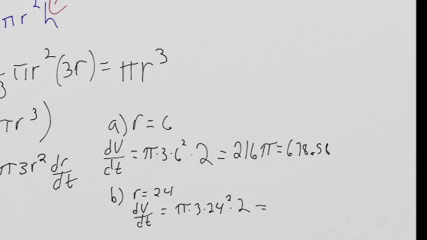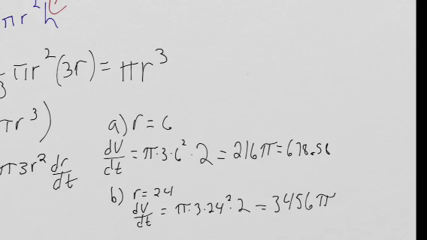And then down here, 24 squared is, I was going to do it in my head. I'm just going to check. 576, okay. So 576 times 2 times 3. That's equal to 3,456, so we have 3,456 pi. Final answers.